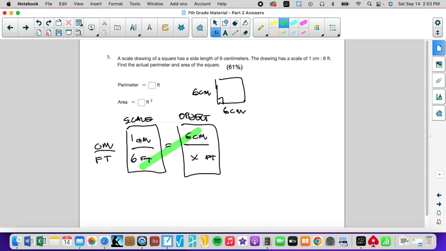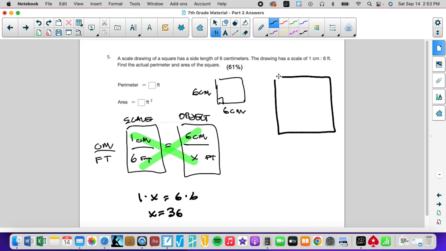Cross product, I'm going to cross, and I'm going to cross, and I get x equals 36, right? And hopefully we could see that. We can see 1 times x equals 6 times 6, x equals 36, so 36 feet. So each side of my scaled object is going to be 36 feet by 36 feet.